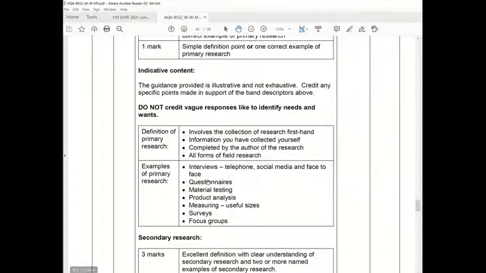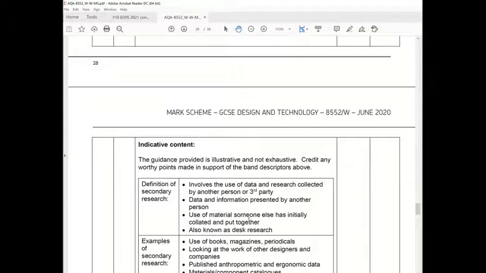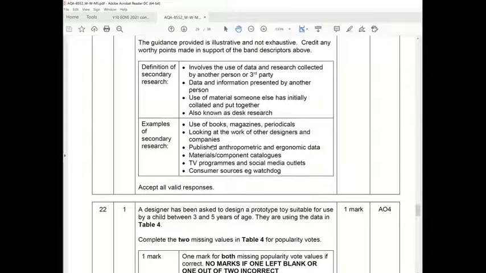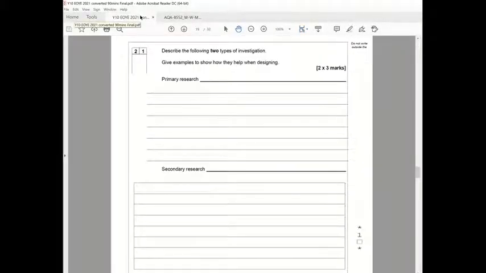We've got questionnaires, material testing, which I think is in both actually, product analysis, measuring, useful sizes, surveys, focus groups, and the same sort of thing applies for the next. Secondary research involves use of data, use of materials again, use of books, magazines, published anthropometric and ergonomic data, TV programs. Good. Consumer sources, e.g. Watchdog, that is so old, isn't it? I doubt if you even know what that is, which is quite amusing.